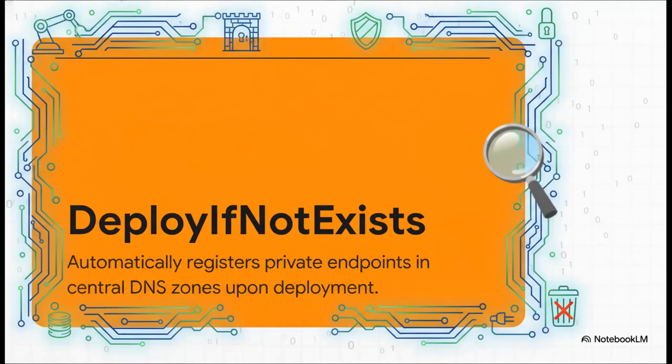This right here is what makes zero trust a reality, not just some marketing buzzword. So how do we enforce this at scale so developers don't have to configure it manually? We use a brilliant Azure policy effect called deploy if not exists. Manual DNS management is just begging for human error.